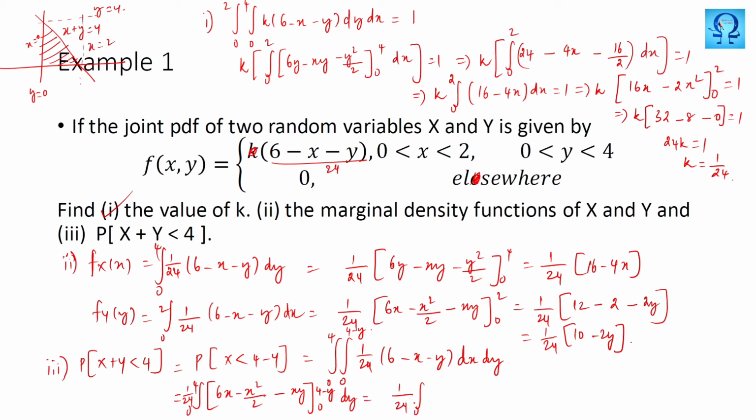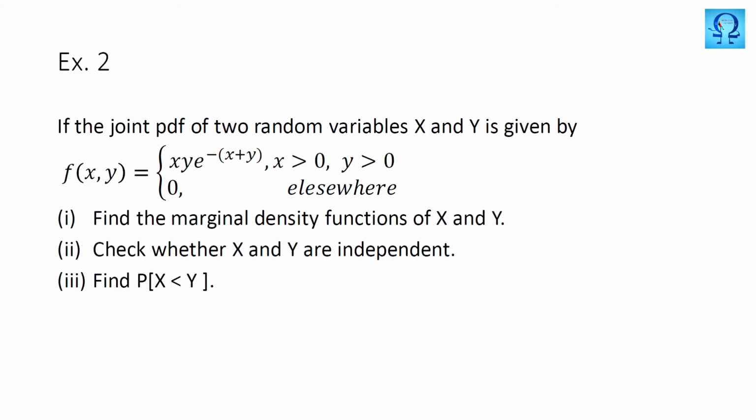So 1 upon 24, integral 0 to 4. It is 6 times 4 minus y, minus 4 minus y whole square upon 2, minus y into 4 minus y. And finally we have dy. Okay, when you substitute 0, everything else is 0. Now you need to make some simplification, and after performing the simplification, you just need to integrate it again and substitute the limits. That's it. Okay, I leave it to you guys.